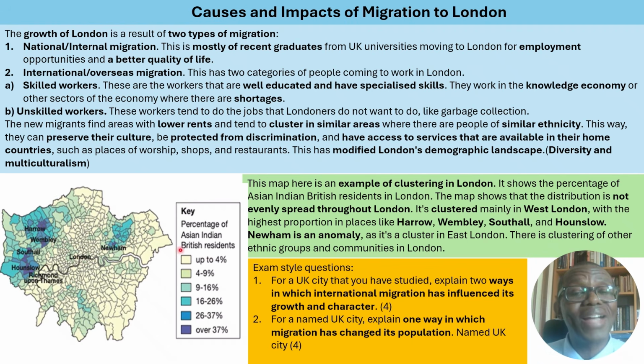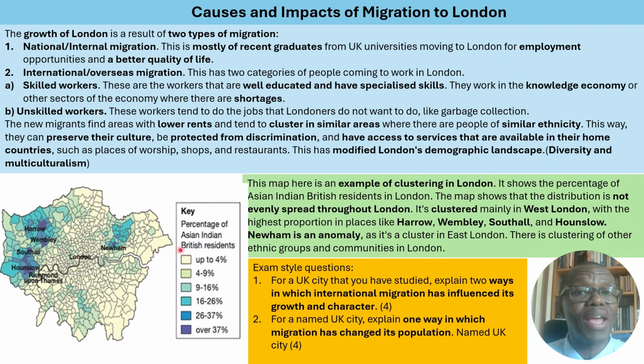And then we also have unskilled workers. And these are the workers that tend to do the jobs that a lot of Londoners would not want to do. An example of that being garbage collection, for example. And the new migrants that arrive will want to find areas that have lower rents, and therefore will tend to cluster in similar areas, and especially where there are people of a similar ethnicity. Now, why is this? This is so that they can preserve their culture, and then also be protected from discrimination, and then have access to services that are available in their home countries.